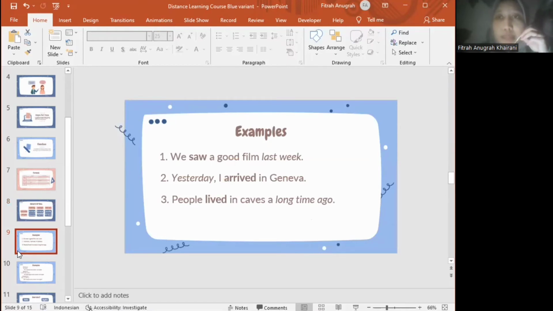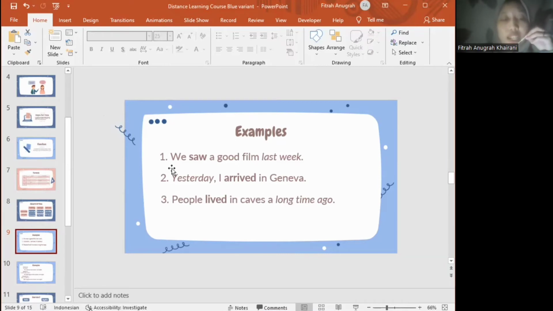Sebelumnya kita sudah belajar mengenai apa itu pengertian simple past tense, kemudian formulanya atau rumusnya, kemudian keterangan waktunya. So now we move to the example of simple past tense. But before that, I want to ask you, class, if there are any questions or can you get the point? Can you understand so far about the material? Okay, if there are no questions, we continue with the example of simple past tense.